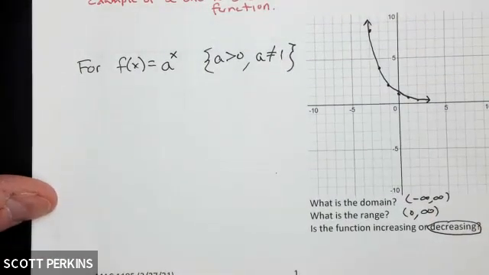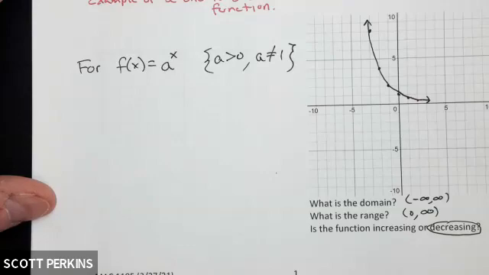1 to anything is just going to be 1. So we're putting those limitations on the base. That makes your life a little easier, the fact that we're not having negative bases, and the fact that the base is not going to be 1. So for any exponential function that meets these criteria, here's what we got.